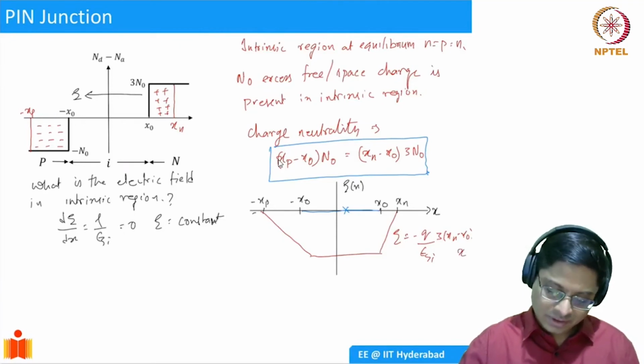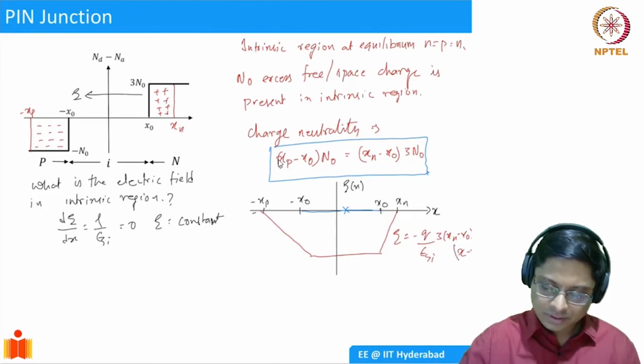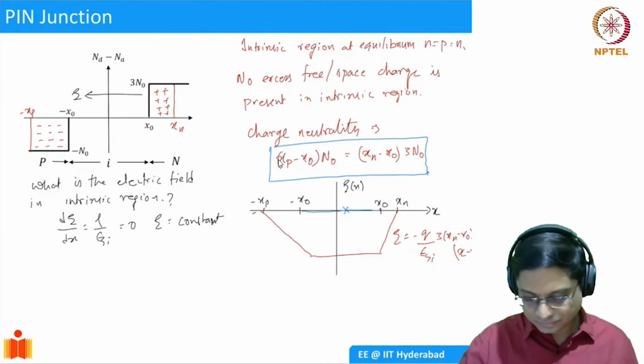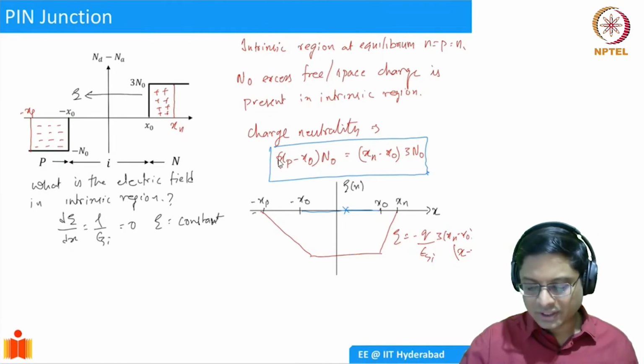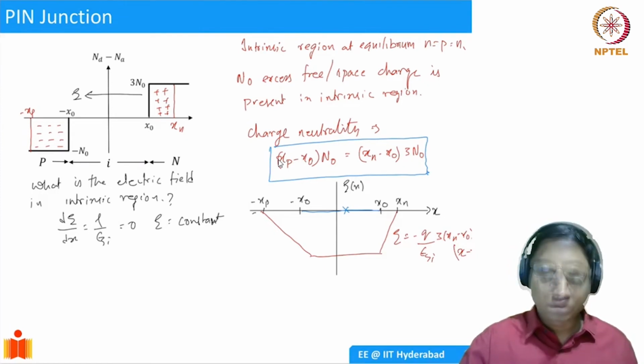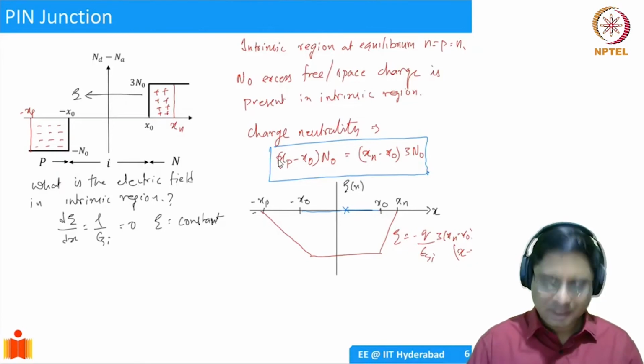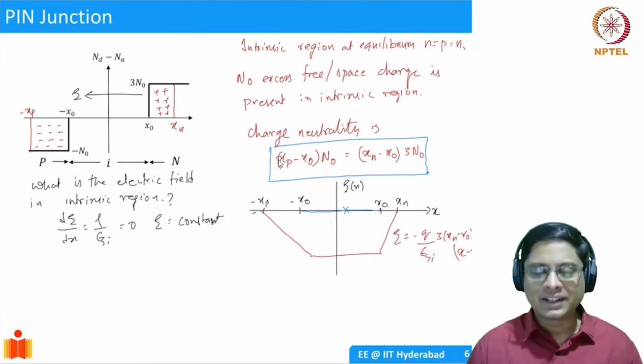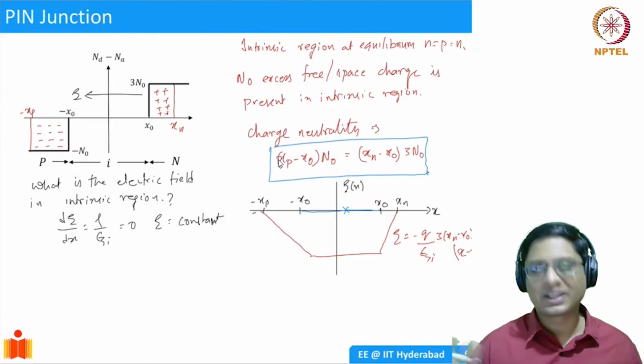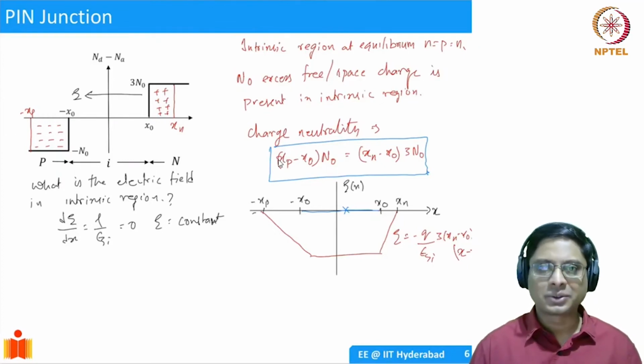Well, this will satisfy it: as x equals x_n, it should go to 0. Because x_n minus x naught is some number, and then x minus x_n at x equal to x_n will be 0. Yes, the same thing happens on the p side. So this is how the electric field behaves. I'll revisit this when we discuss photodetectors in the last, 11th week of the course, towards the end, on optoelectronic devices.